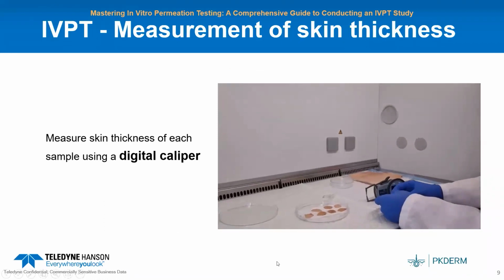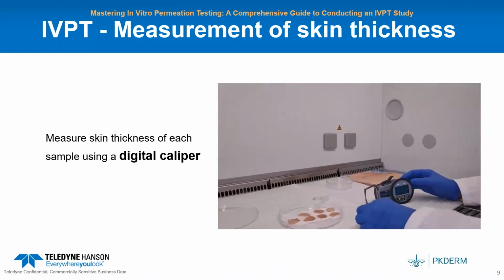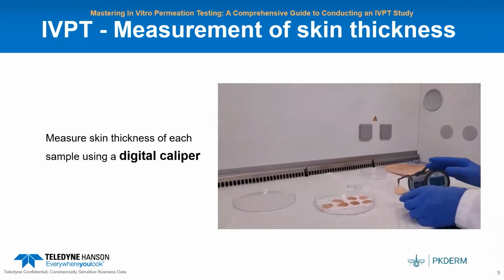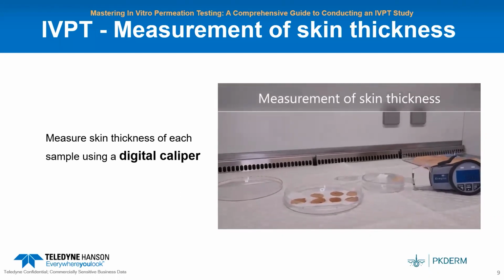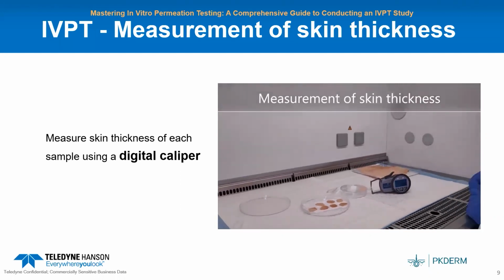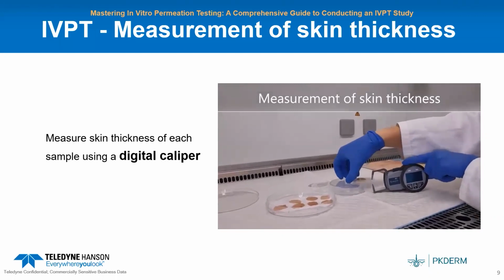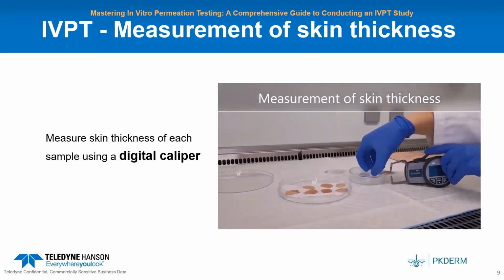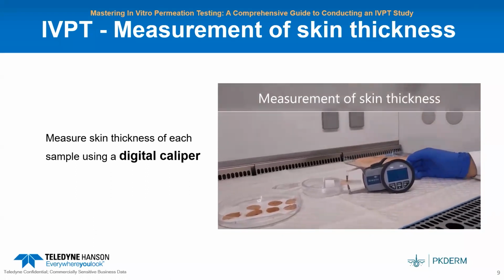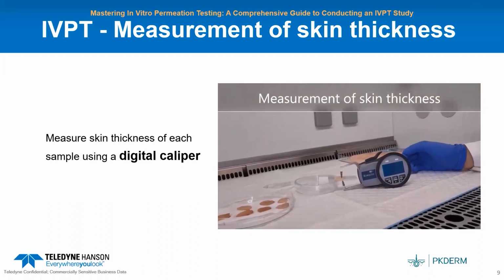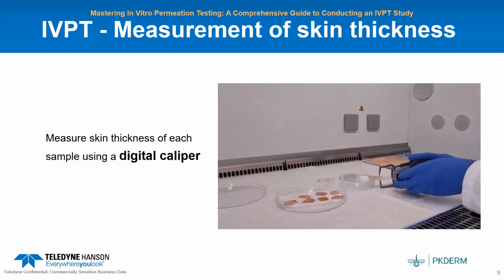As you know, skin thickness can affect dermal absorption. So we need to measure the thickness of each skin sample in order to ensure an homogeneous distribution of the samples within the experiment. At PKDERM lab, we use an electronic caliper to measure thickness of skin samples. That should not exceed 1 millimeter. So this is why we normally use split thickness or dermatomed skin when we perform IVPT.